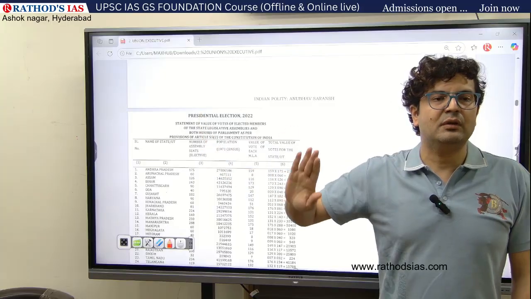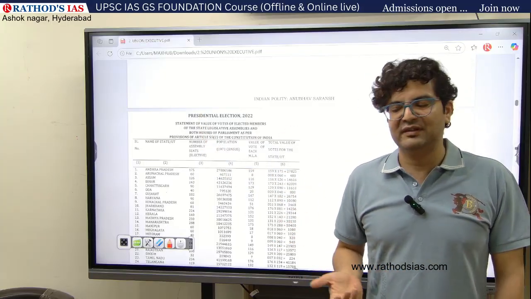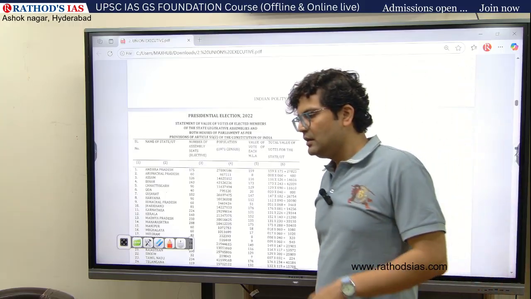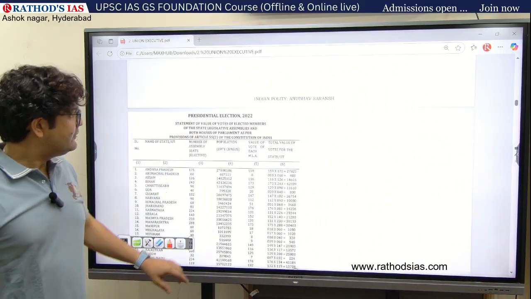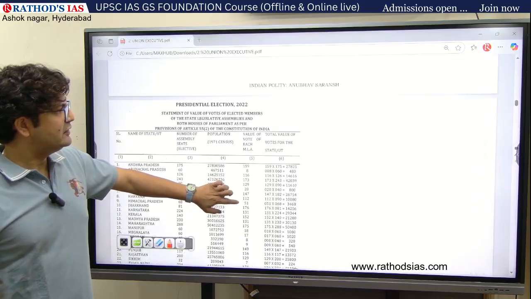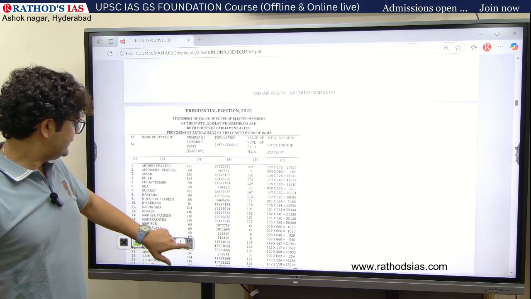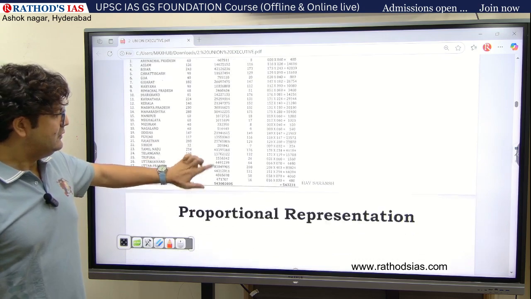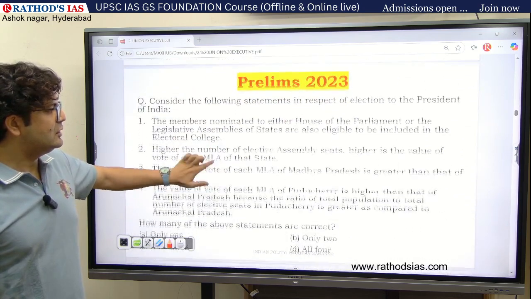This is how you calculate the vote value of our MPs and MLAs. This formula was given by N. Gopalaswamy Iyengar, and this is what is used. So if we are all clear on this, let's see whether we can contribute to solving some questions or not.